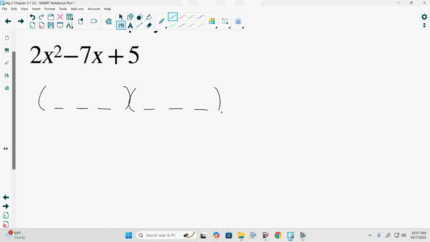Two x squared minus 7x plus 5. Kind of already gave it away, but there is no greatest common factor between 2, 7, and 5. So we can move on to writing 2 sets of parentheses with 3 spaces. The third term is positive, so the signs are going to be the same and match the sign of the middle term. So we'd have negative and negative.